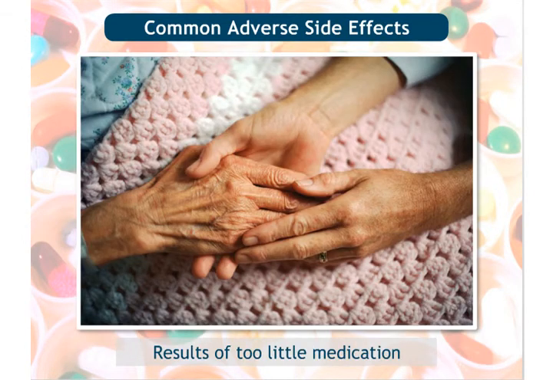Adverse side effects can also result from an insufficient amount of medication or from missed doses. For example, seizures are often treated with a medication called Dilantin, but low levels of this medication will allow seizures to occur still. Another example is Lasix, often prescribed for excess fluid in the body. Under-medicating allows significant swelling to continue.